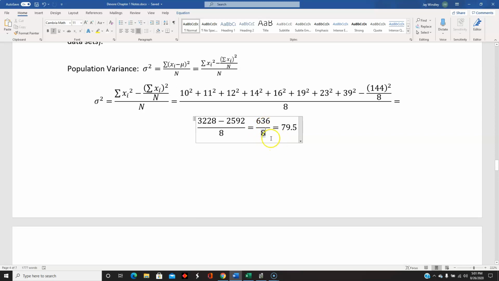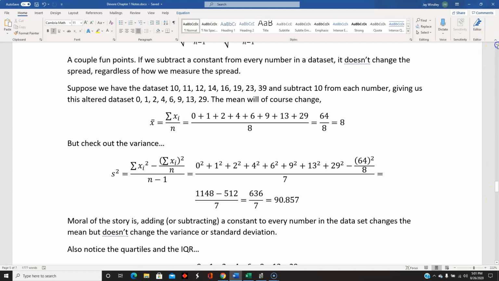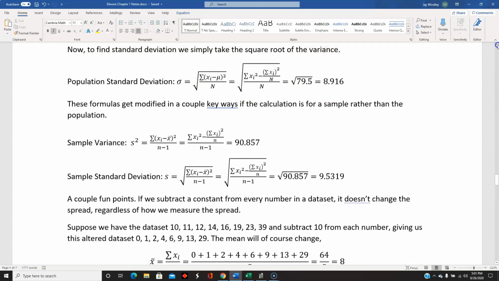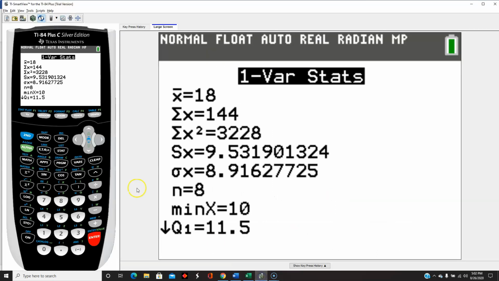So that 636 divided by 7, instead of being 79.5, is now 90.8. And then when we take the square root of that, again, the S squared is now S, and this formula for variance is wrapped up in a square root sign, and the square root of 90.8 is 9.53, and on our calculator, it'll also give us S of 9.53.